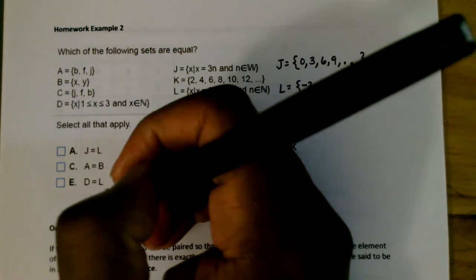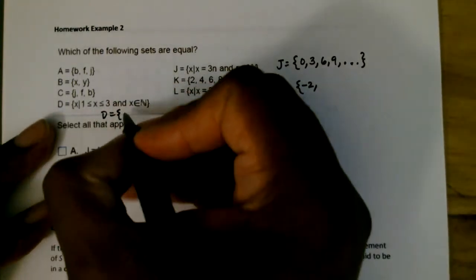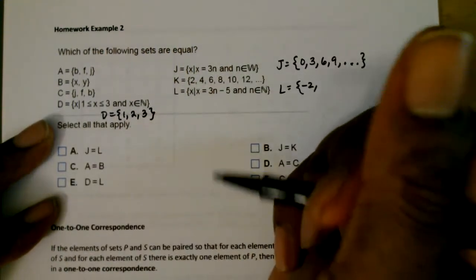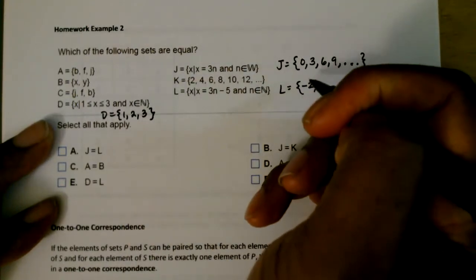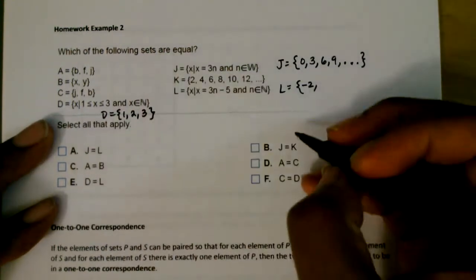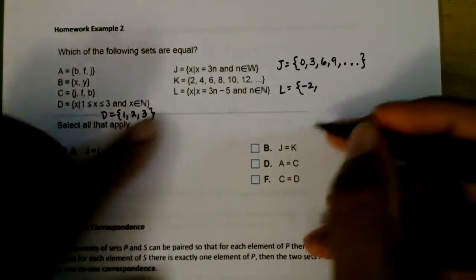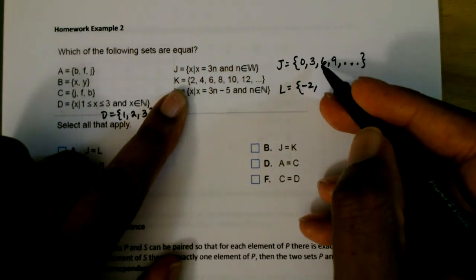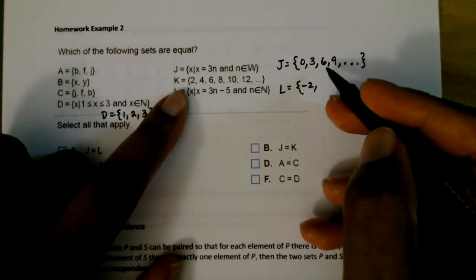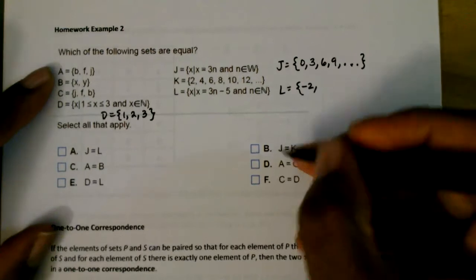What about D equaling to L? All right, here's D, and that's L. Notice that D is just simply between 1 and 3, including your endpoints 1 and 3. And notice that in L, negative 2 is there, but in D, negative 2 is not. So we can leave that out. All right, and what about J equaling to K? Well, look at K and look at J. Not the same. Every element in K is not in J. So that's out.